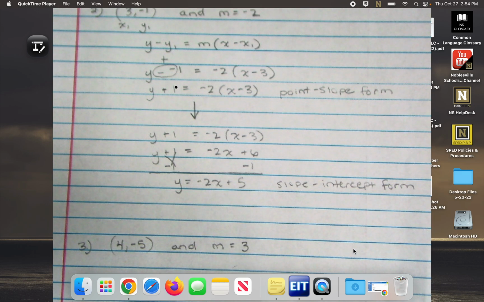The point-slope is right here before it's distributed. You've already made it a plus sign. So I always show that extra step in case students don't know how I got a plus one, but the original term is a negative one.